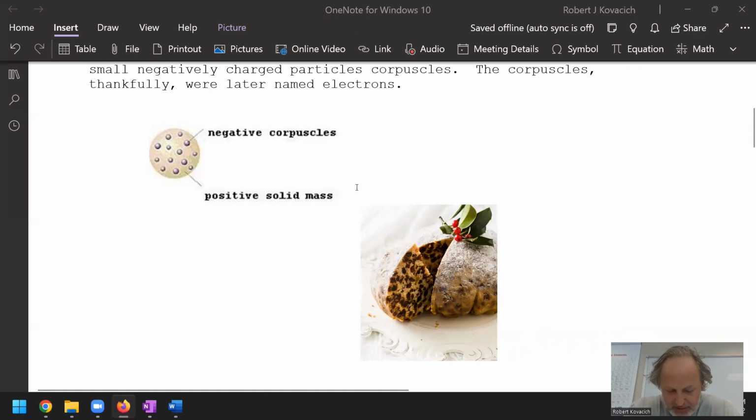If you want to, plum pudding. So this is his idea. He's eating plum pudding and he's thinking about, well, maybe this is what the atom looks like.